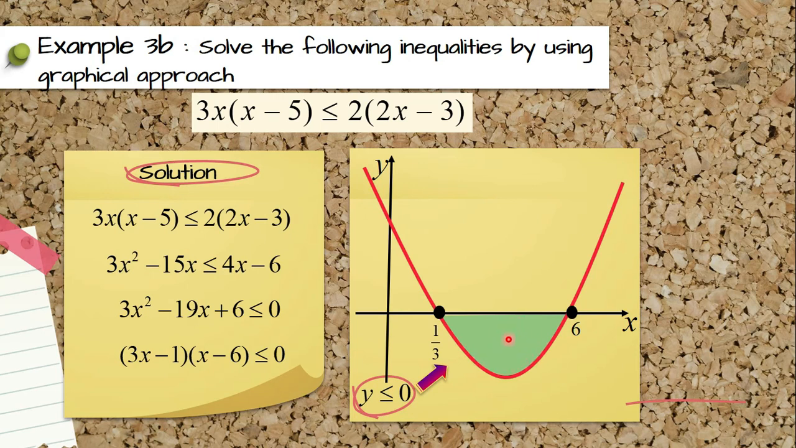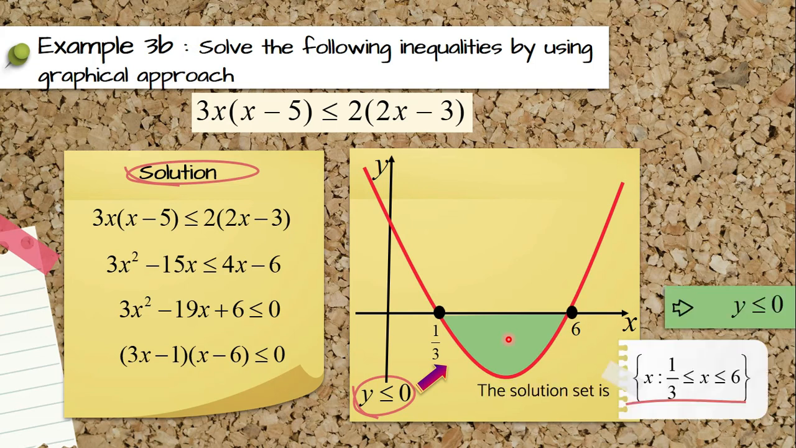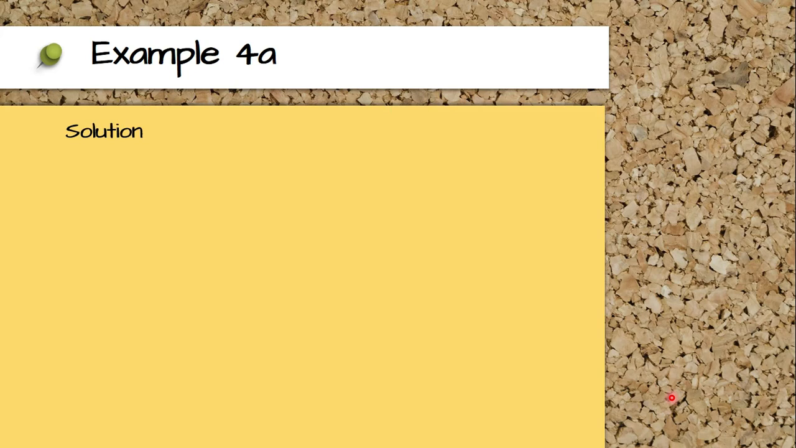So how to write down the answer? The solution set is x is more than or equal to 1 over 3 and less than or equal to 6. Okay, now we go to example 4a.